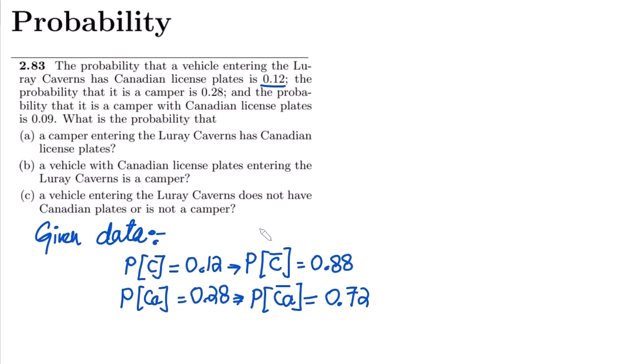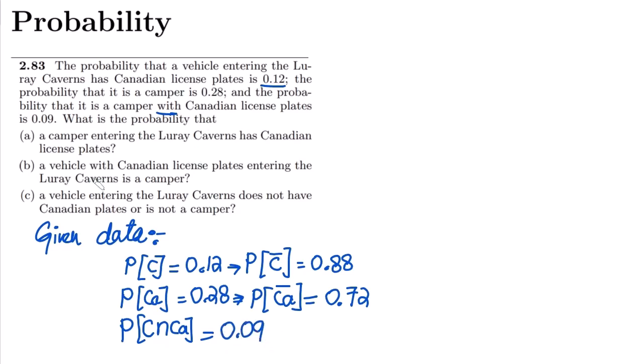So these are the given data which we have here. Similarly, the probability that it is a camper with a Canadian license plate is 0.09. Here we can see that "with" is basically the replacement of "and", which is the intersection operation. So here the license plate is Canadian and the vehicle is a camper, and that is 0.09.